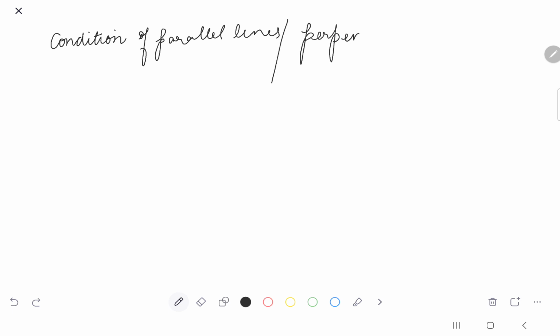The condition of the parallel lines. We're going to learn about the condition of the parallel lines, the scalar triple product, the condition of the parallel lines. Okay. The condition of the perpendicular lines. So this is what we are going to do today.